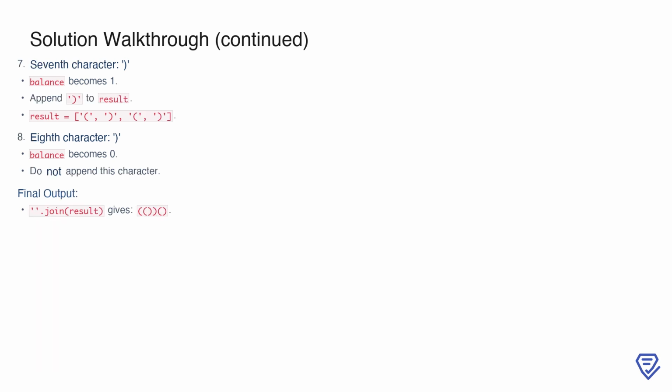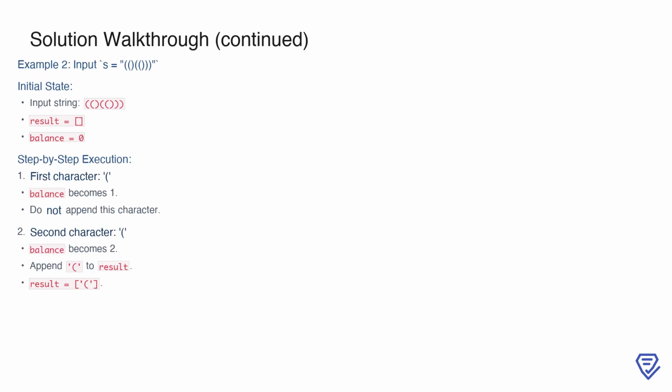Continuing, the seventh character is a closing parenthesis. We decrement the balance to 1, indicating that this parenthesis belongs to an inner layer. Therefore, we append it to the result. The eighth and final character is another closing parenthesis. Decreasing the balance to 0 shows that this parenthesis is part of the outermost layer, so we do not add it to result. At the end of this process, we join the characters in result to form the final output string. Now, let's consider a second example with the input string.